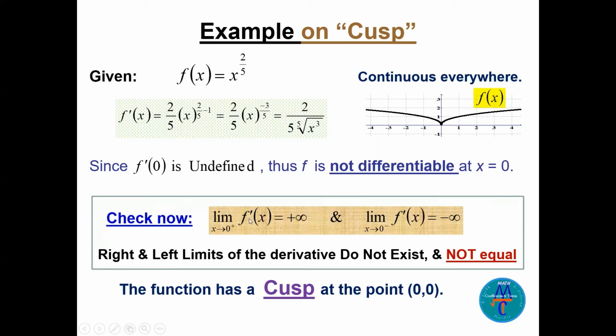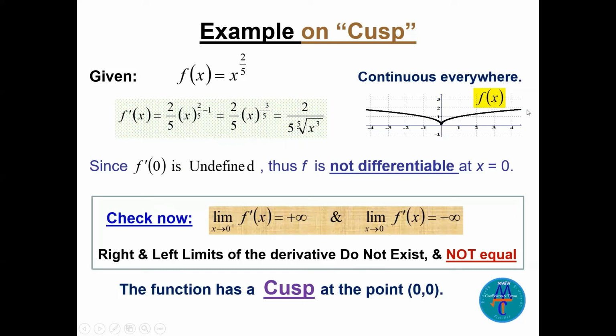Let's check now the limit. Limit of f prime, this is f prime here, as x goes to 0 from the right side. From the right side, it will be always positive, so it will be plus infinity. From the left side, it's minus infinity. See, the right and left limits of the derivative do not exist and are not equal either. So in this case, the function has a cusp.